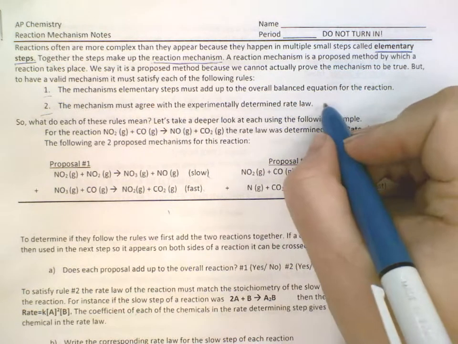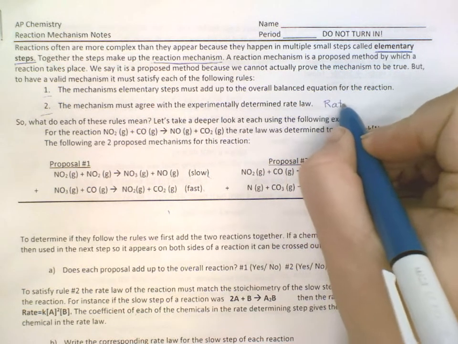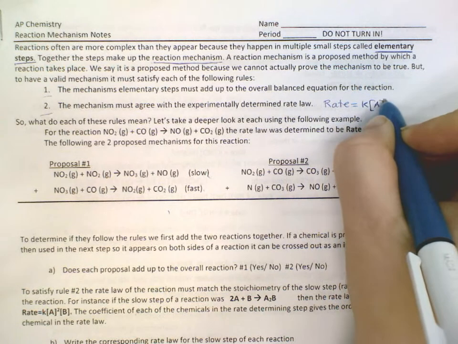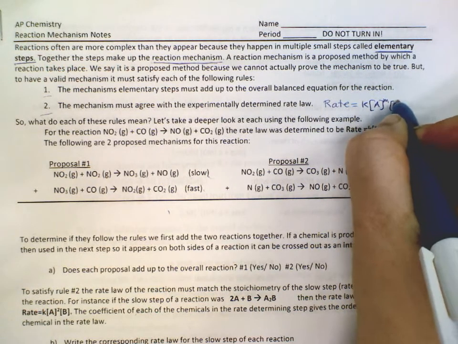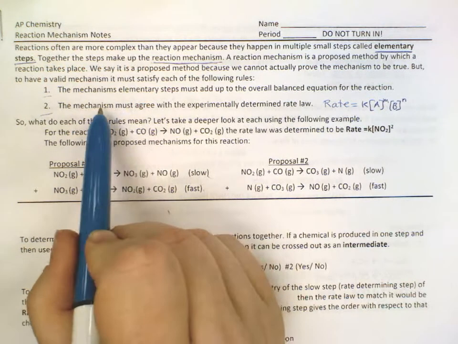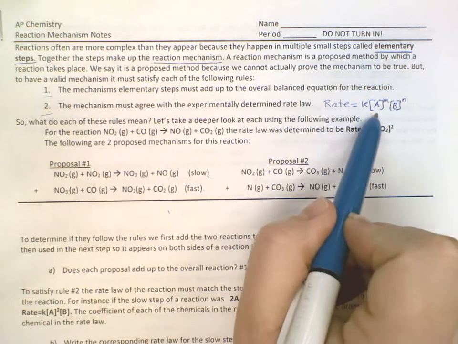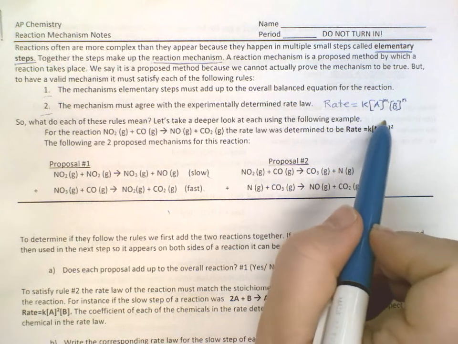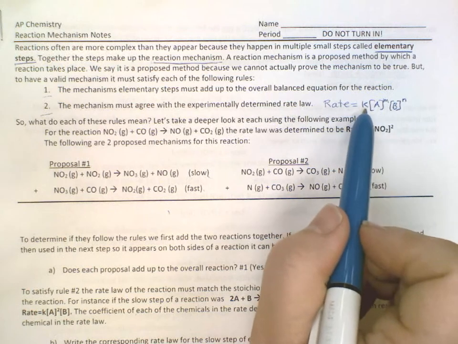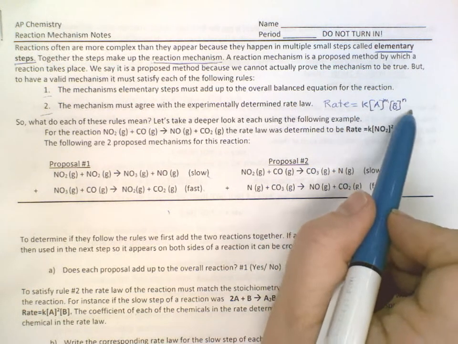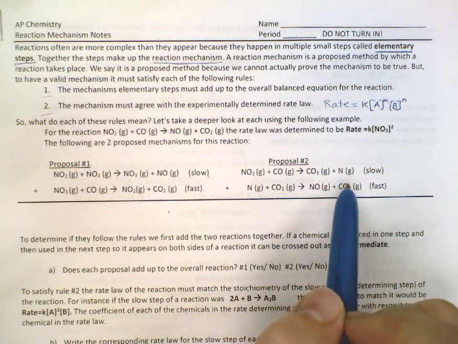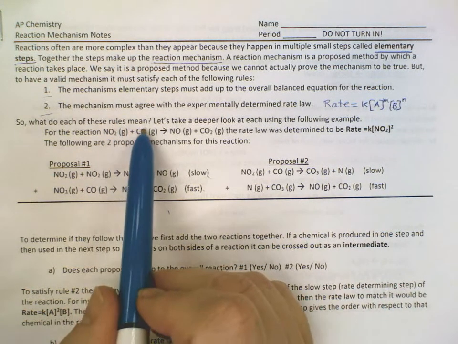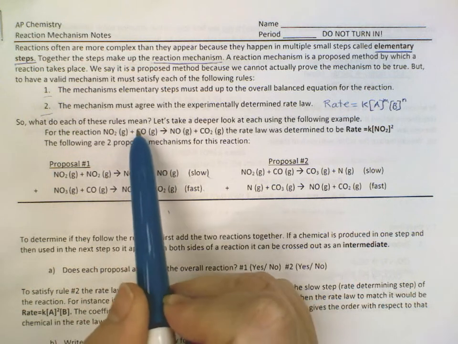So the rate laws that we've looked at before, where it takes the form rate equals K times our concentration to the powers. So our mechanism has to agree with whatever the rate law is that was determined through experiments, like we did in the beginning of the unit where we determined M and N and the rate constant, all of those things. So the two have to agree with each other. So what do each of these rules really mean? How do we apply them?